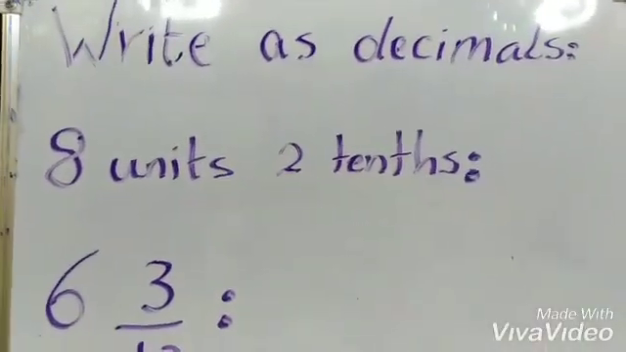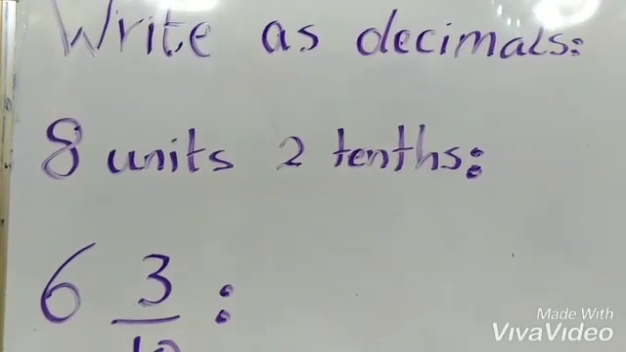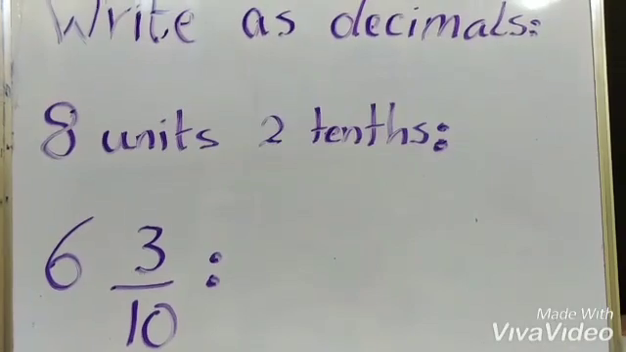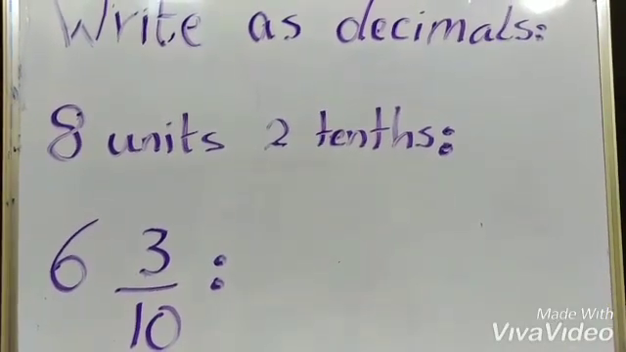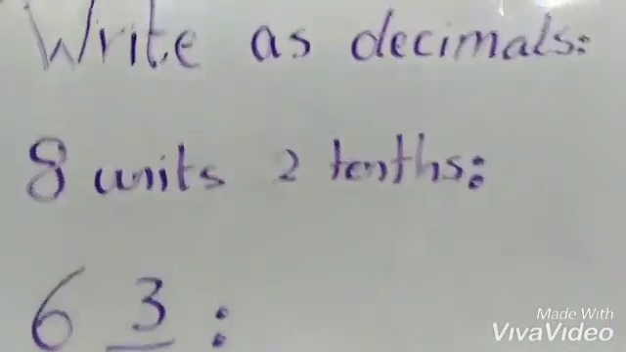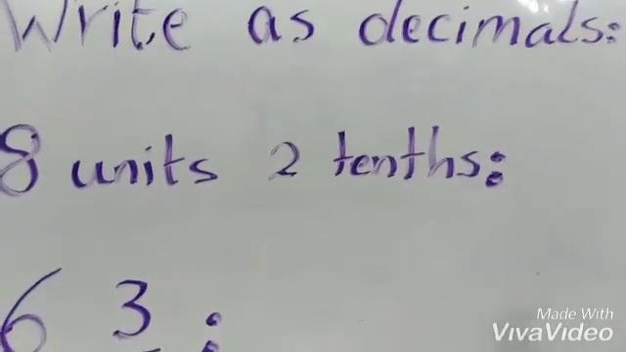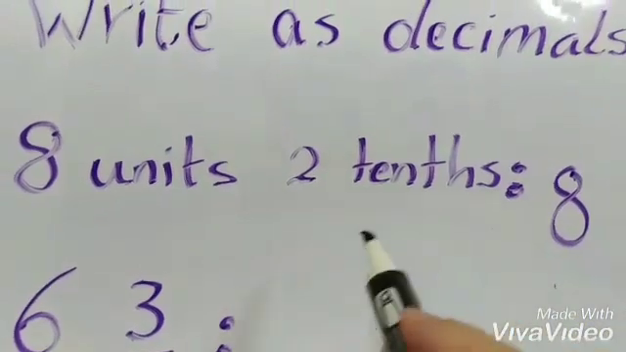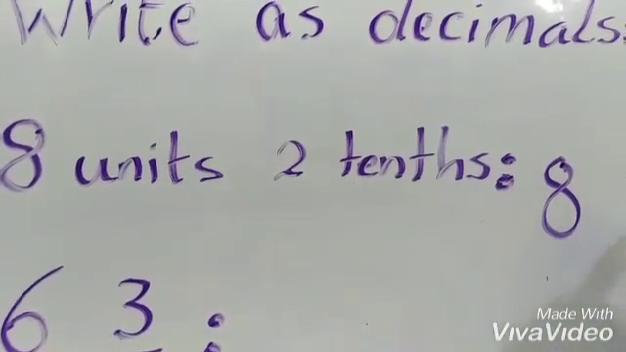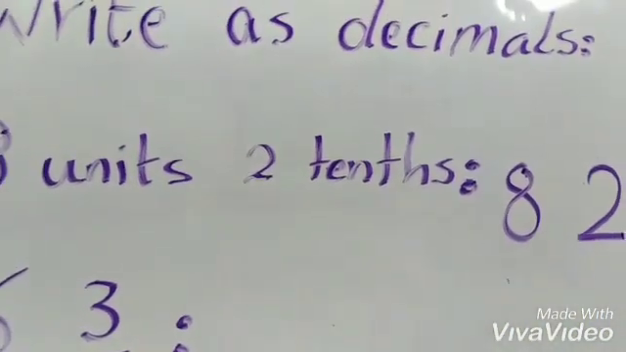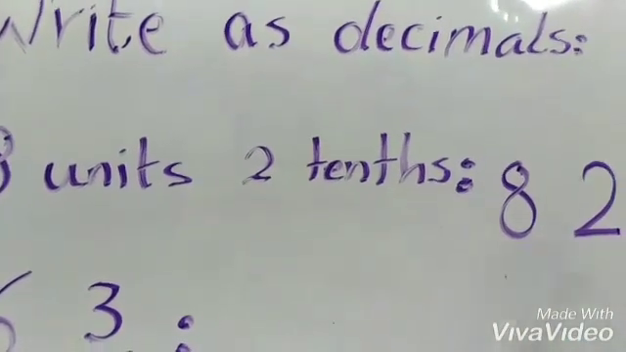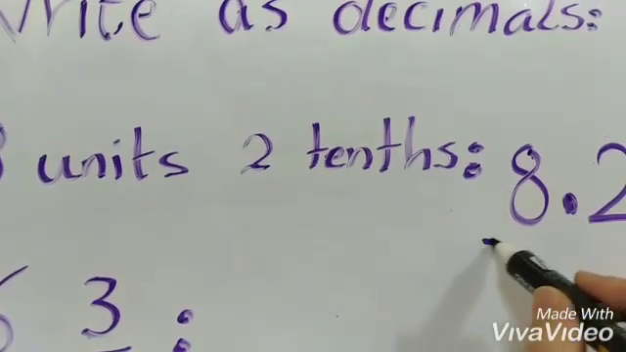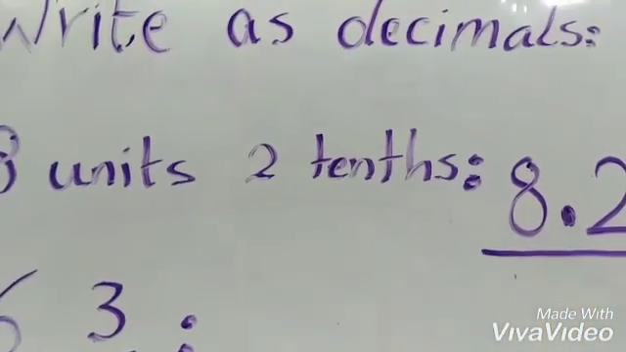Now write these numbers as decimals. 8 units and 2 tenths. 6 and 3 tenths. In the first one, we can say that 8 units means 8. And 2 tenths means 2. And because we will write as decimals, we must have the decimal point in the middle. So our number is 8.2.